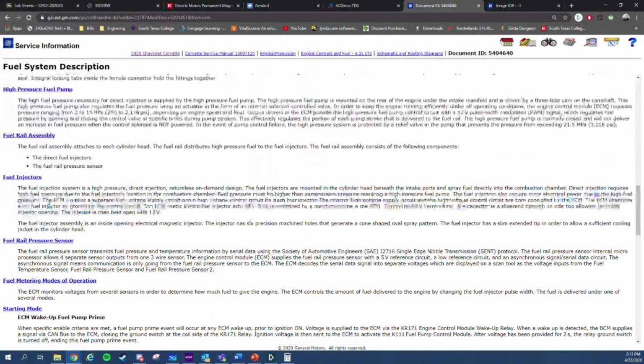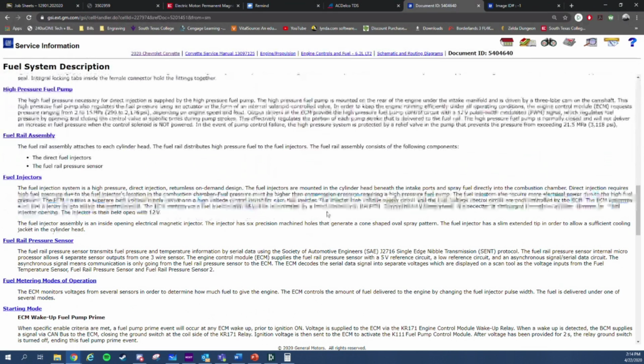The ECM supplies a separate high voltage supply circuit and a high voltage control circuit for each injector, which we saw on the schematic. The injector high voltage supply circuit and the high voltage control circuit are both controlled by the ECM. The ECM energizes each fuel injector by grounding the control circuit. The ECM controls each fuel injector with a 65 volt.